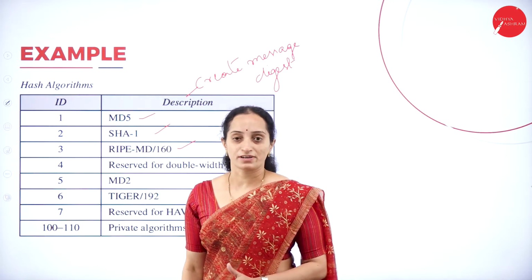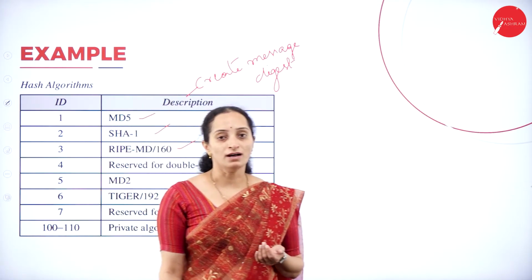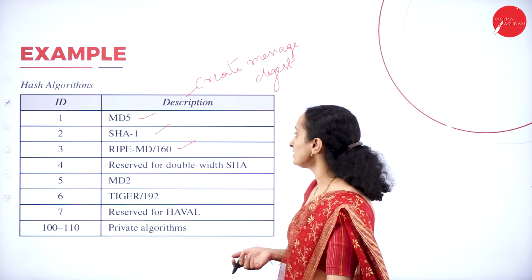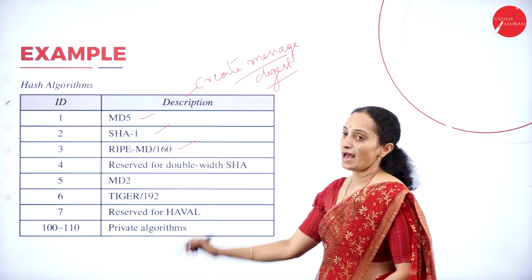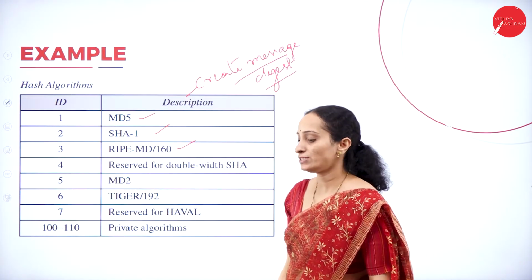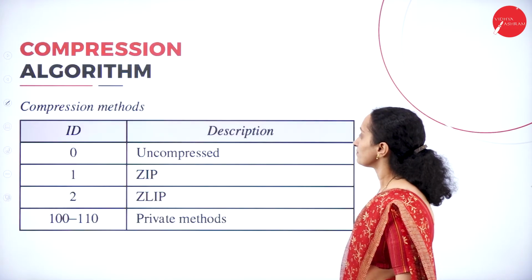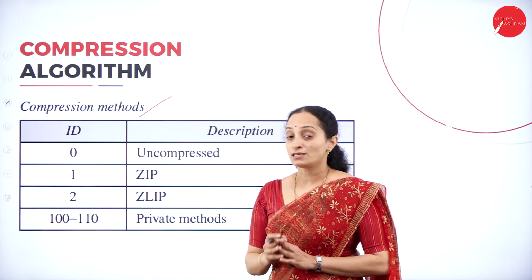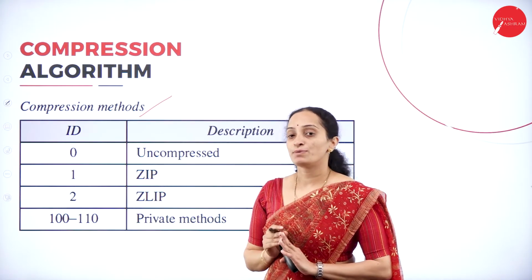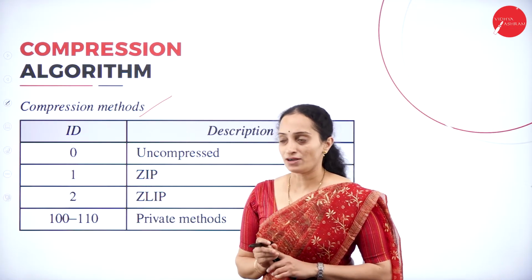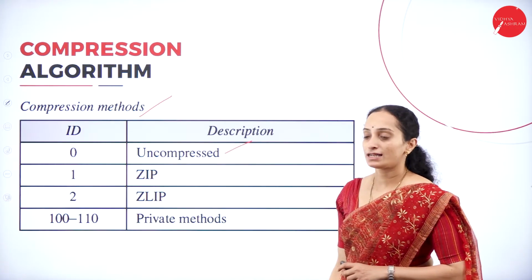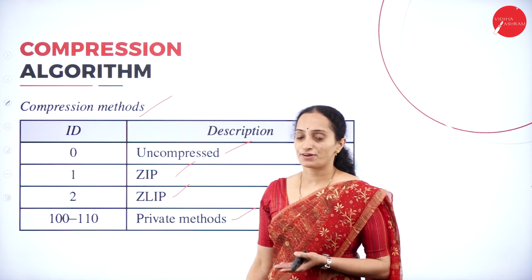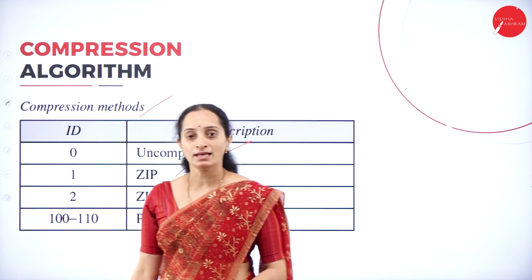We have talked about the hash function algorithms in the beginning of the 4th unit, isn't it? So you can review that with the videos or in the notes. So we have the hash algorithms to create the message digest. Then we have the compression methods to compress the message before it is sent to the receiver, because it reduces the network traffic. So we have the ID, uncompressed, ZIP, ZLIB or private methods. You can use different compression functions to compress a message.